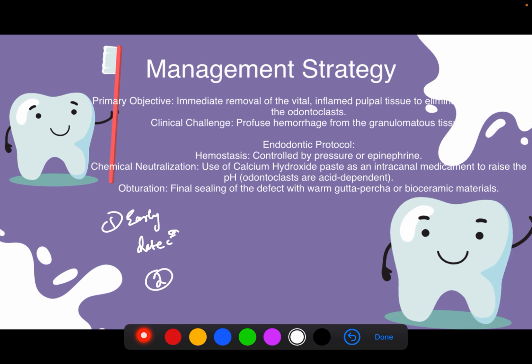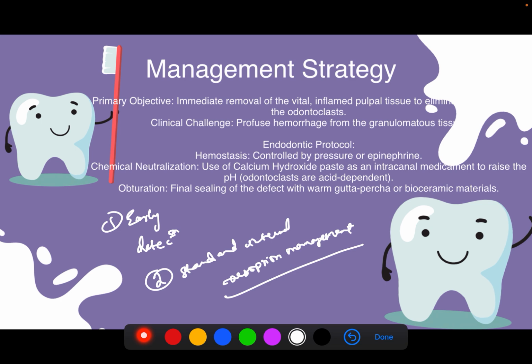The second step is standard internal reabsorption management. After RCT, we do a calcium hydroxide dressing. This helps arrest the clastic activity, and disinfection of the canal system is critical. Then we obturate with gutta percha.